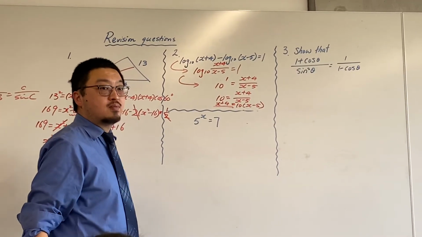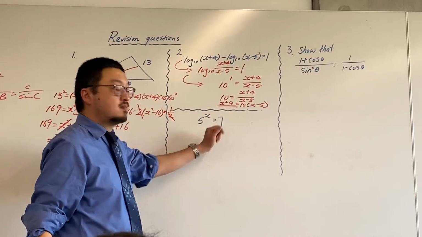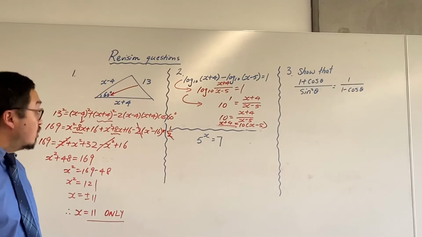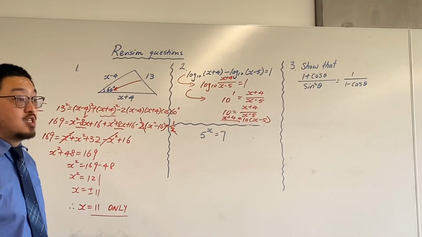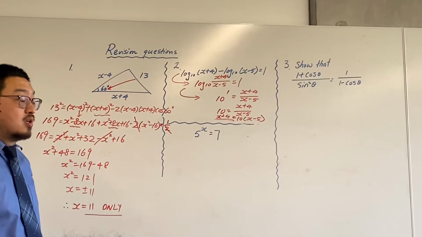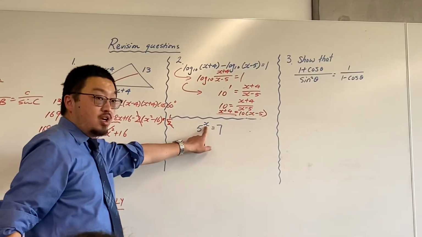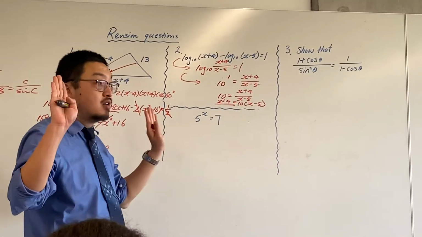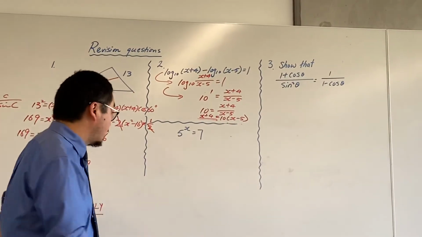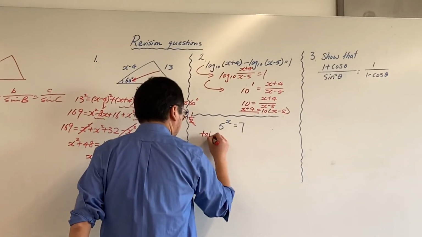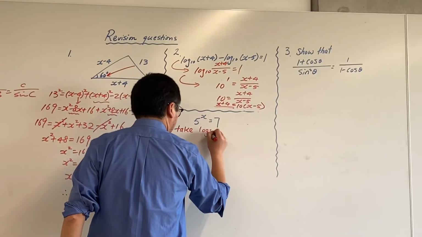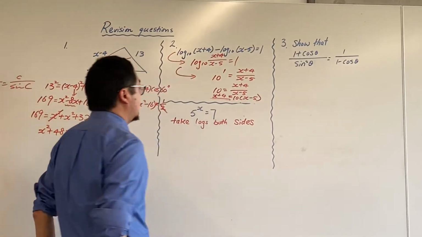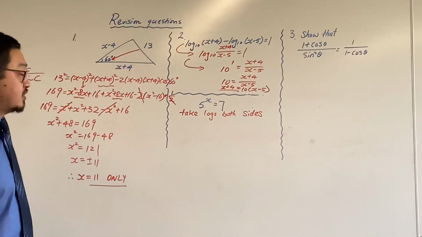Can I stop here? Is it okay? This sort of thing I'll also see many times in past papers. So when x is the power or index here, one pretty useful technique is to take logs both sides. So let's write this down: technique, take logs both sides. That's one of the pretty useful techniques.